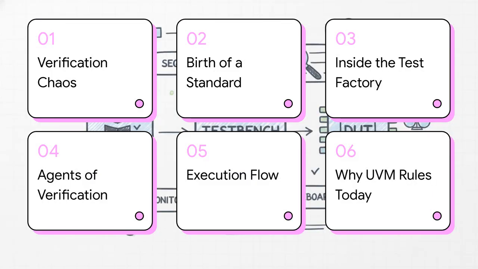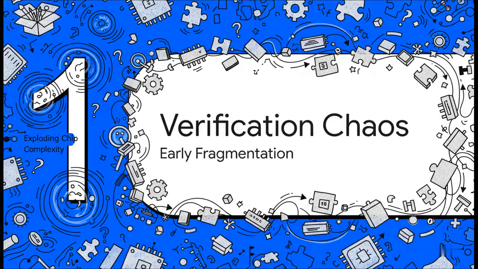Here's our roadmap for today's explainer. We'll kick things off with the chaotic history of early chip design in Section 1, the verification chaos. Then, we'll hit the birth of an industry standard, before really digging into the architecture in Section 3, inside the test factory. After that, we'll cover agents of verification, execution flow, and wrap it all up with why UVM rules today. All right, Section 1, the verification chaos.